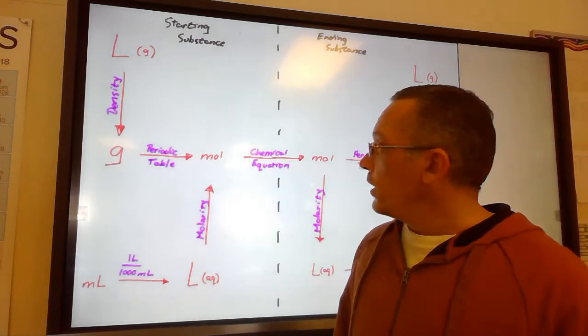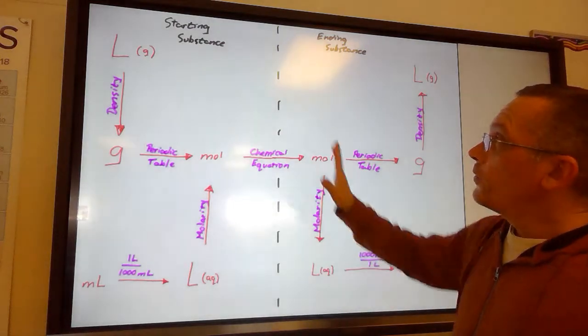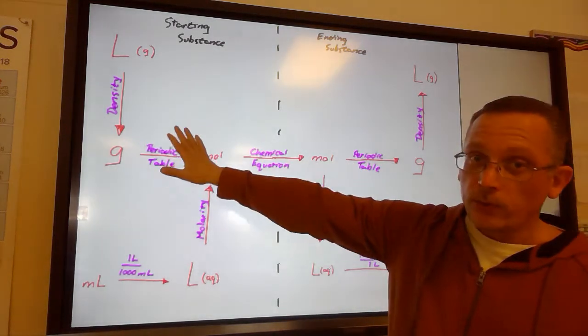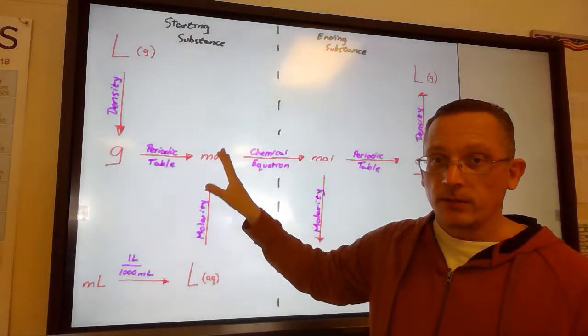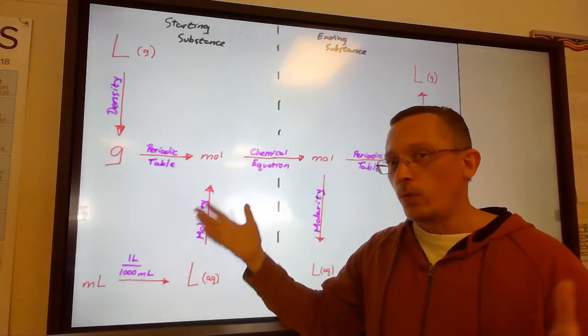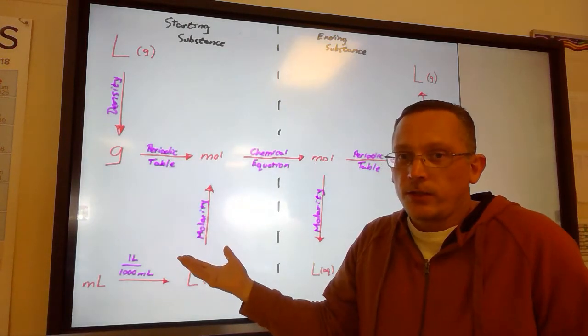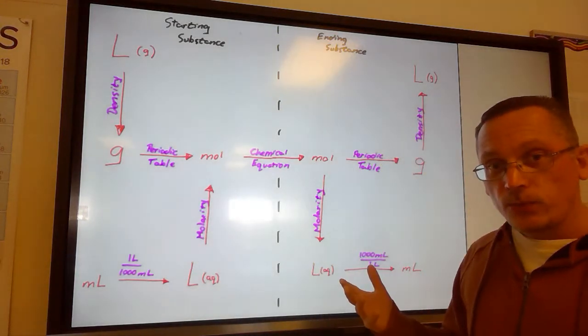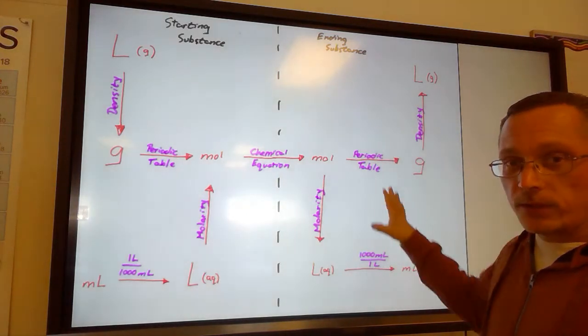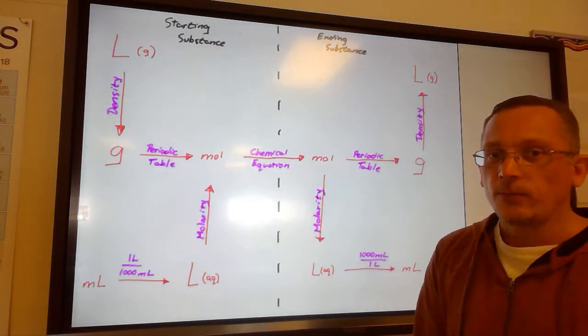Okay, so first, here's the map. You start on this side and you go to this side. So the question asked you about some chemical, and you're going to find over here what unit you started with, and it's going to ask you a question about a different chemical, and you're going to go to the unit over here that it asked you about.